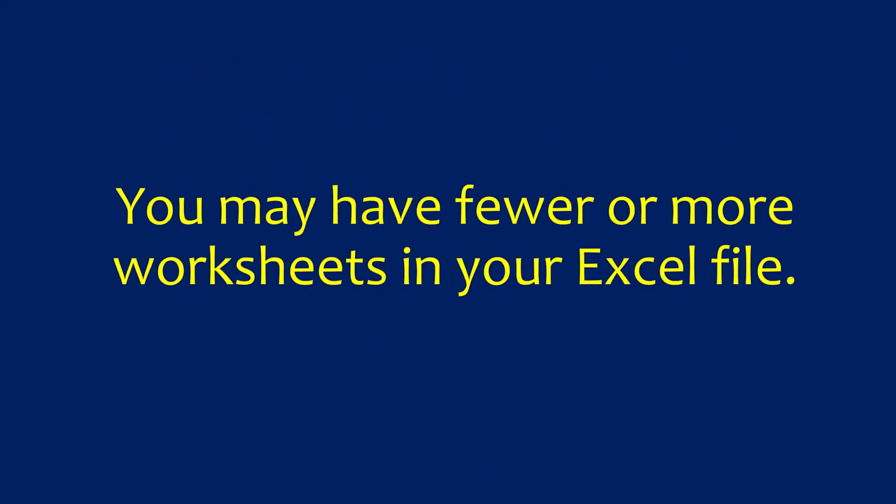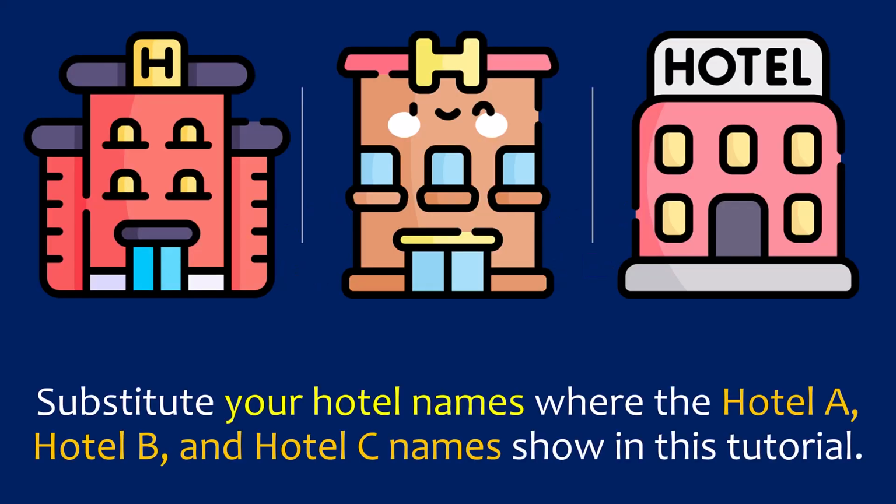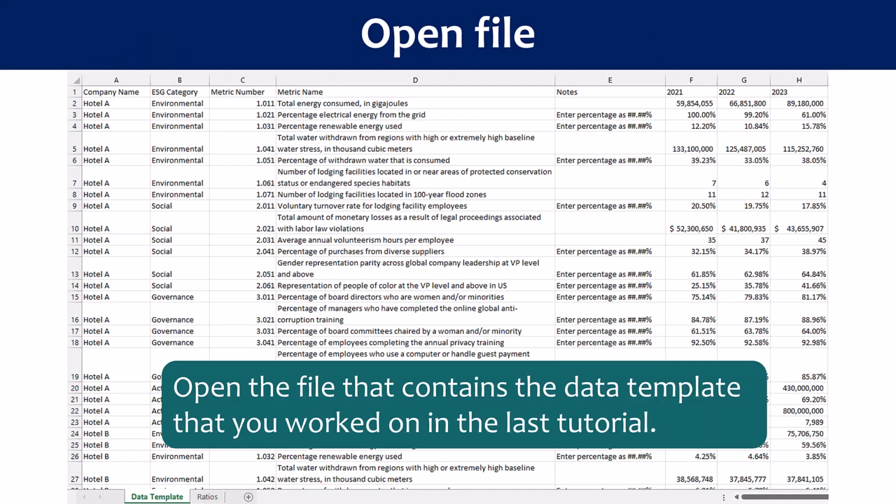You may have fewer or more worksheets in your Excel file. That's okay. I just wanted to mention it. Substitute your hotel names where the Hotel A, Hotel B, and Hotel C names show in this tutorial. You may want to make note of which hotel name is your Hotel A, which name is your Hotel B, and which name is your Hotel C.